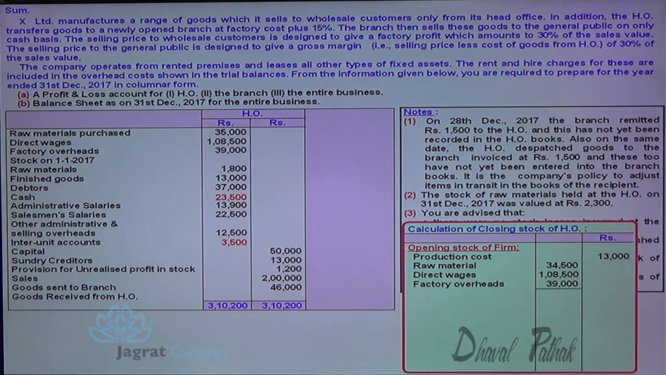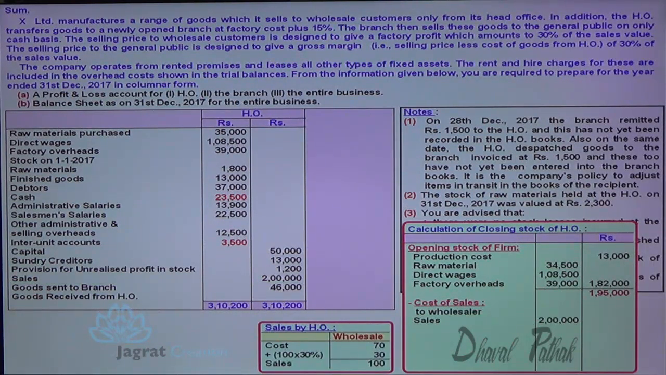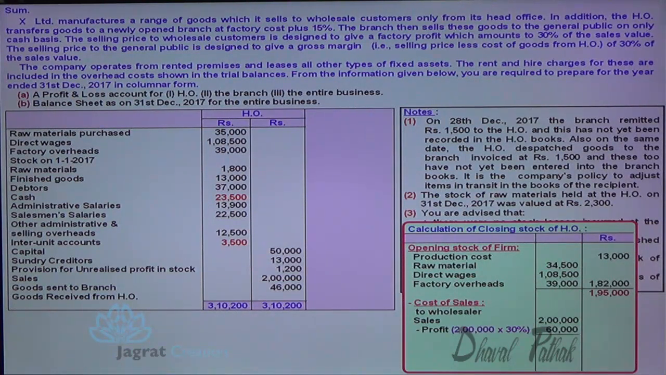So total goods produced during the year 1,82,000 plus opening stock was 13,000. Both together, goods available for sales and sending to the branch 1,95,000. Out of that, sales is 2 lakhs. As I already explained to you, profit percentage is 30%. So 2 lakhs into 30% profit is 60,000. So cost of goods sold to wholesaler 1,40,000.